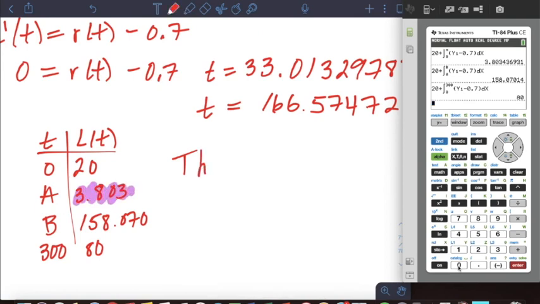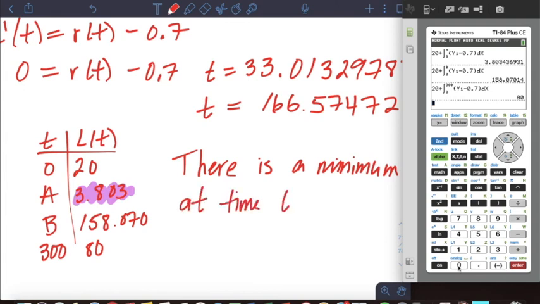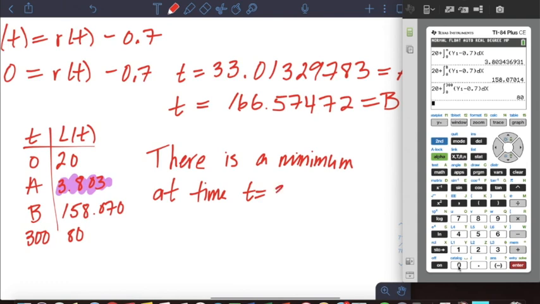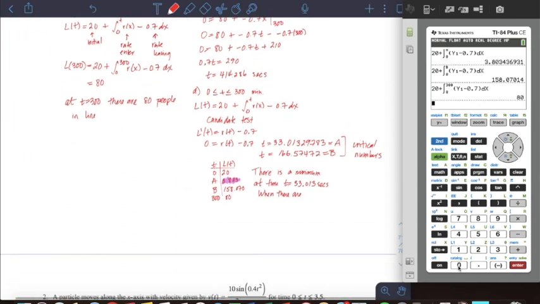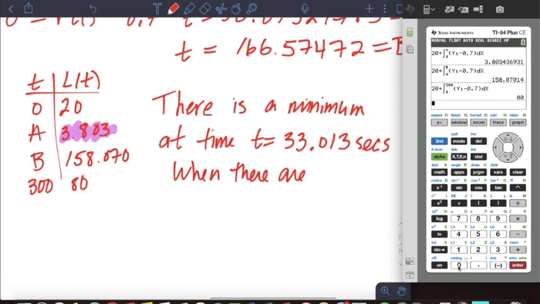So there is a minimum at time t equals 33.013 seconds when there are 3.803 people. Now this problem says to round to the nearest whole number, so the nearest whole number here would be 4.